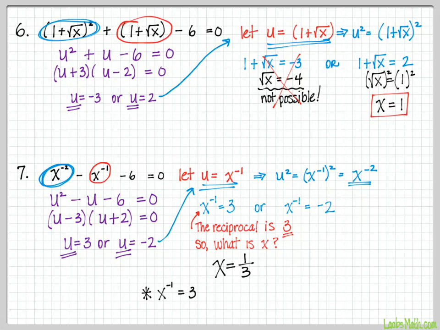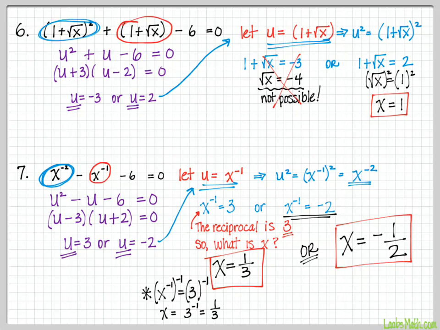If you're not sure and you want to see this algebraically, watch what I do here. I've got x to the negative 1 equals 3. If I raise both sides of the equation to the negative 1, that means on the left-hand side I have x to the negative 1 to the negative 1. I multiply those powers and I get x. And x equals 3 to the negative 1. Well, 3 to the negative 1 is 1/3. So that's the other way to do it. So once again, on this other part here, I've got x to the negative 1 equals negative 2. I'm asking for the reciprocal of negative 2, which means it's negative 1/2. And so I have these two solutions, x equals 1/3 or x equals negative 1/2.